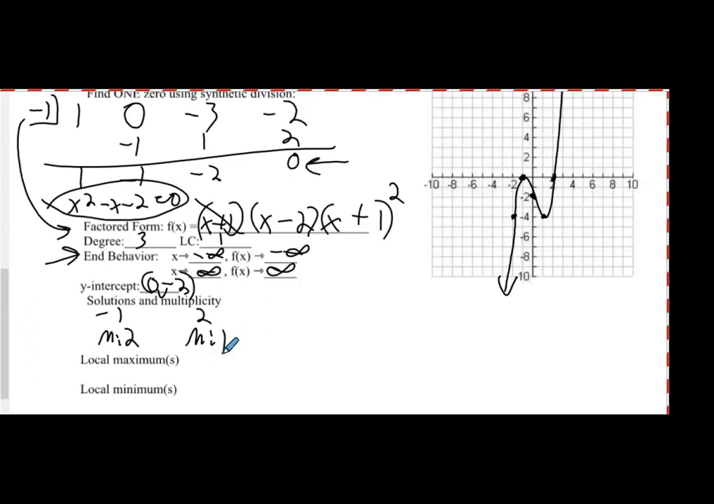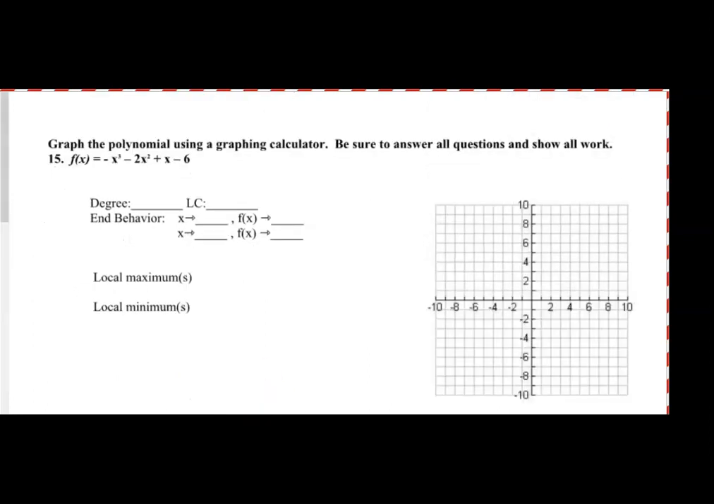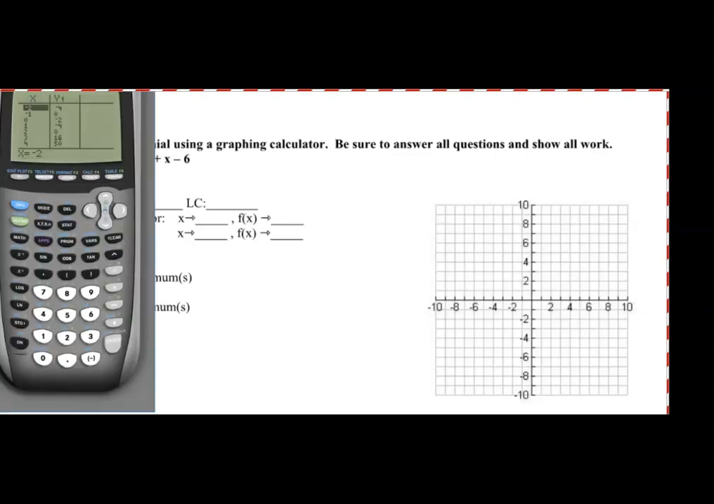Now, local maximum minimums, we don't have to use a calculator for that. That's easy. Here's the maximum at -1, 0. And the minimum was at 1, -4. That was on our table, so we didn't have to do the calculator for that. All right, and last but not least, new problem. Let's put in our calculator. Again, you can fast forward through this part if you want.